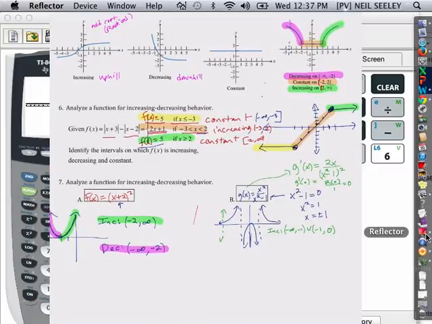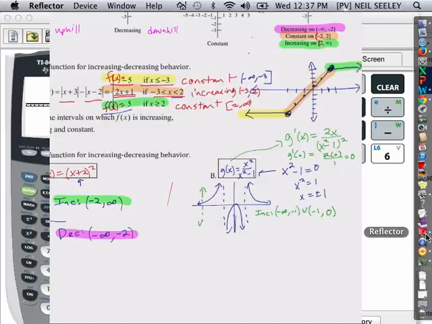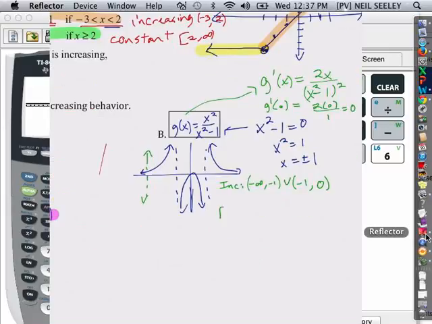And then decrease, the downhill stuff. My computer's a little slow. Decrease.